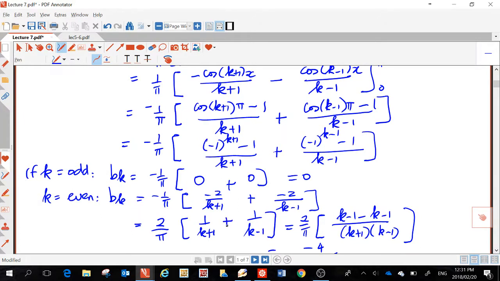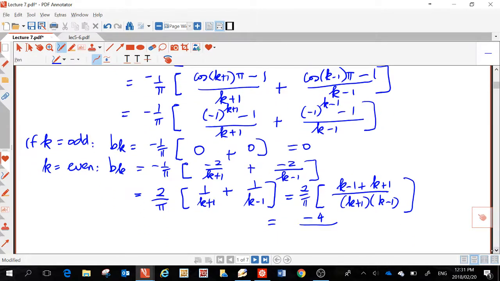Otherwise, it'll go wrong. So then you'll get k minus 1 plus k plus 1. Okay, that's better. Now it's looking more reasonable. I was wondering how this term can have negative numbers to it. So it will become 2k times 4, which is 4k. 4k over pi into k plus 1 into k minus 1.